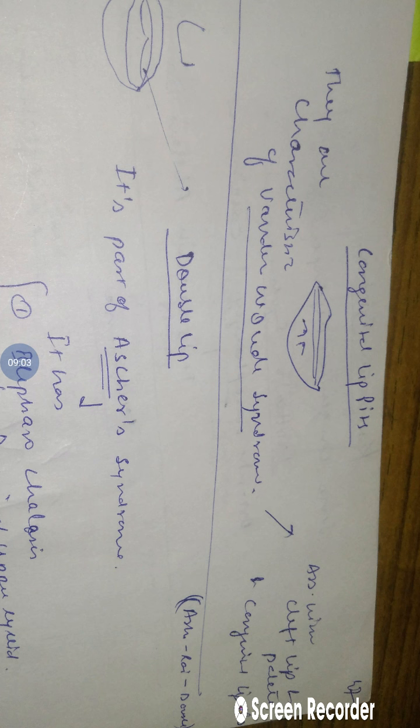Now, this syndrome is associated with cleft lip and palate and congenital lip pits. So this syndrome, Van der Woude syndrome, is associated with cleft lip and palate. People who have cleft lip and cleft palate may have this syndrome, and in this syndrome, people have congenital lip pits.